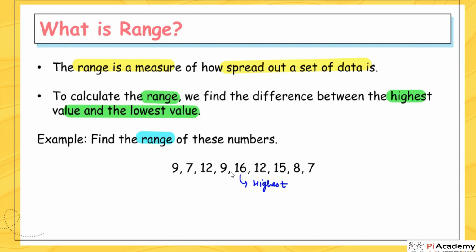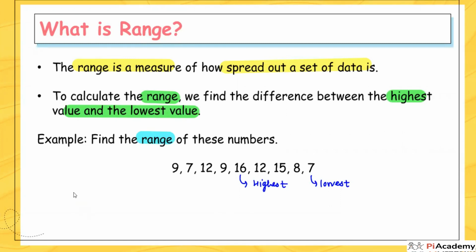Now look for the smallest number, or you can say lowest value. So I can see 7, I think, is the lowest. So this is the lowest value. And one more time, you have to check, is there any number less than 7? Is there any number 6 or less? No, there are no such numbers. Okay, 7 is the lowest.